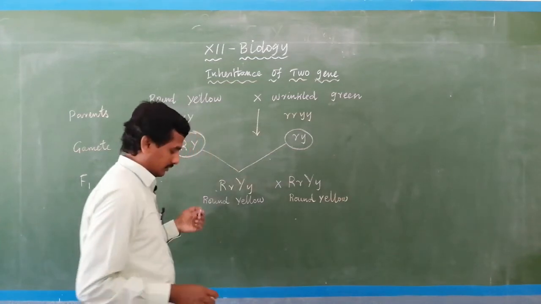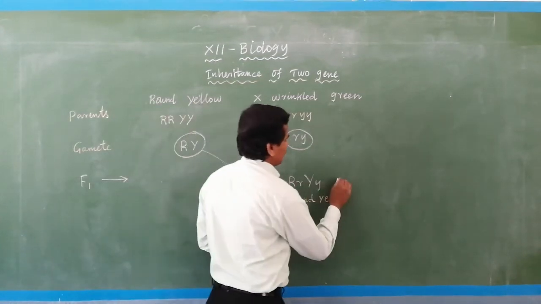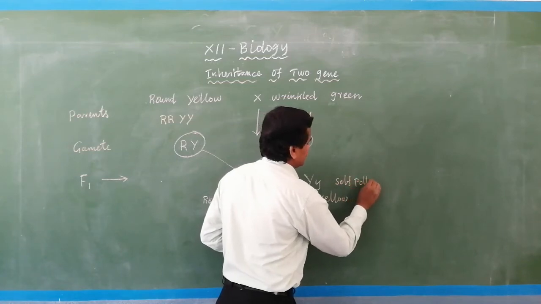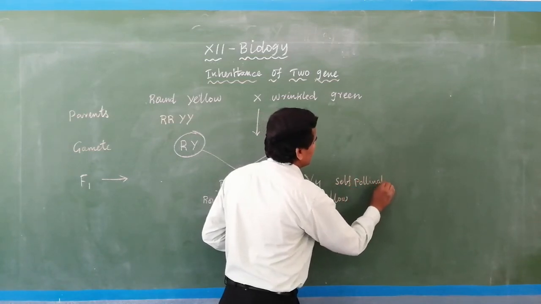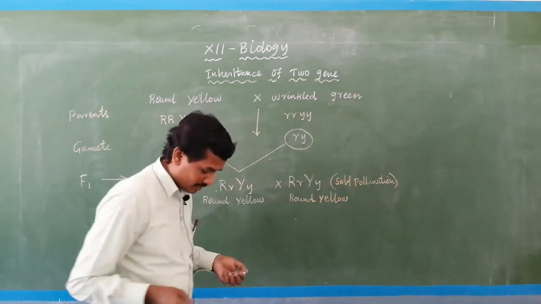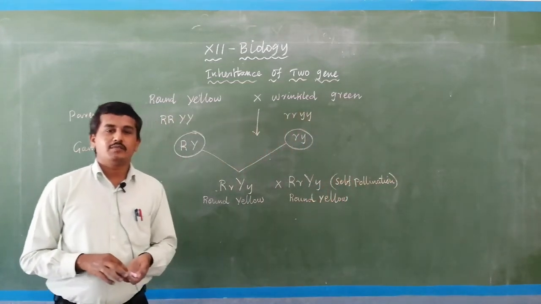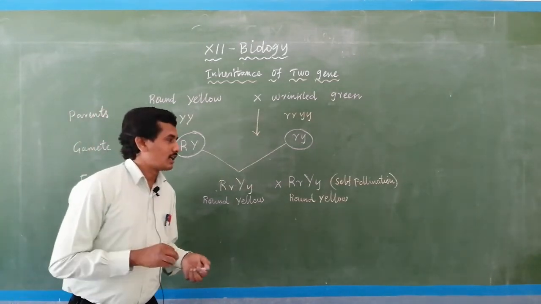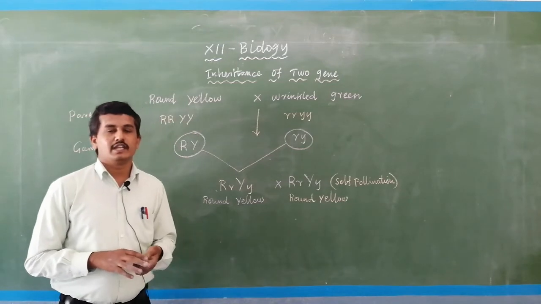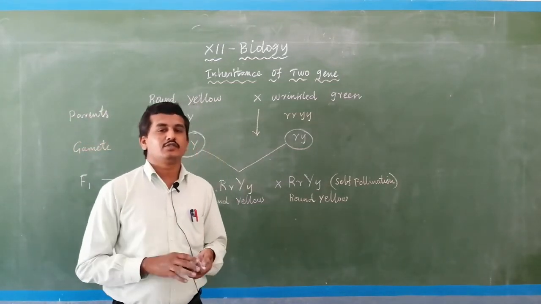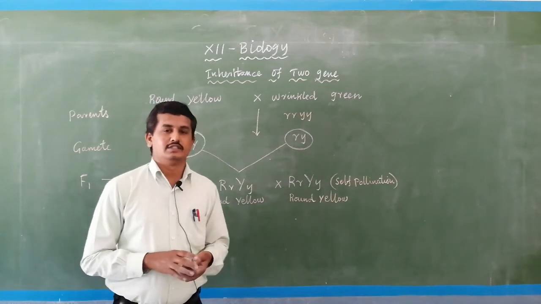Okay. Yes. Self pollination. We perform self pollination. What is meant by self pollination? Self pollination is nothing but the pollination that occurs within the flower. Pollination means the transfer of pollen grain from anther to stigma.